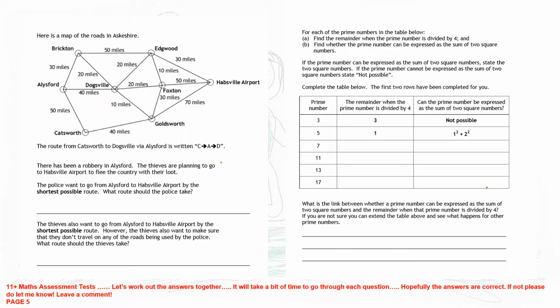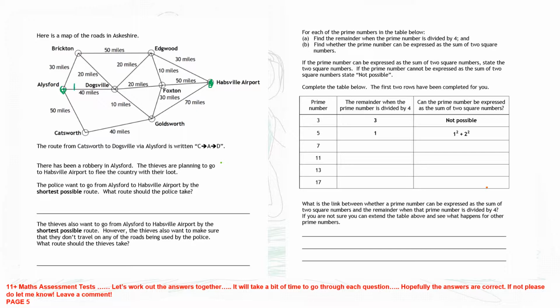So then the question is, there has been a robbery in Aylesford. The thieves are planning to go to Habsville Airport to flee the country with their loot. The police want to go from Aylesford to Habsville Airport by the shortest possible route. What route should the police take? So where is Aylesford? Aylesford is here, and there's Habsville Airport. The police have to take the shortest possible route.